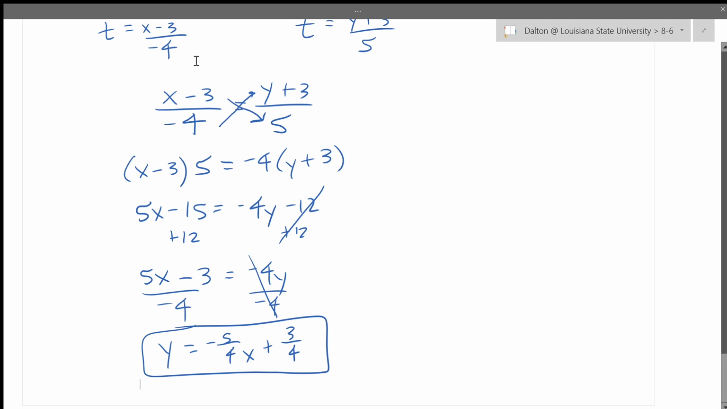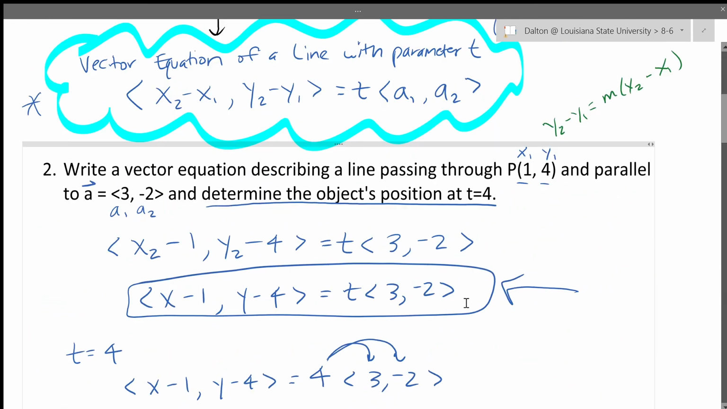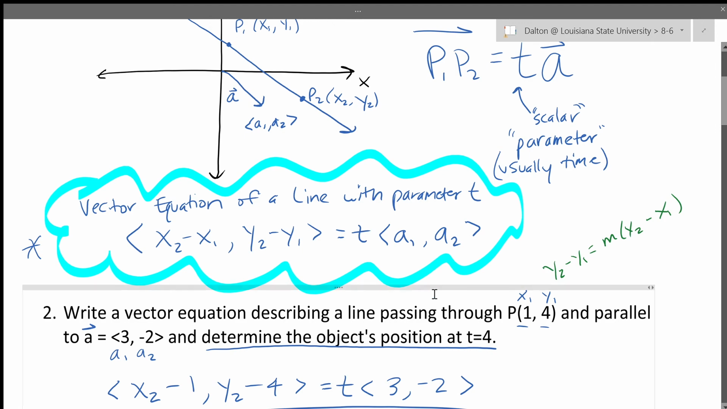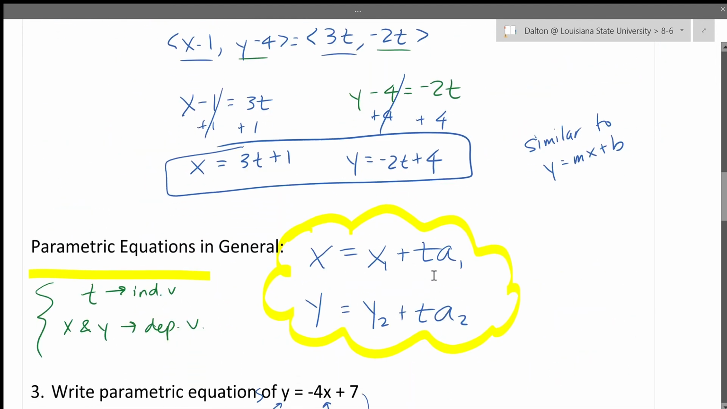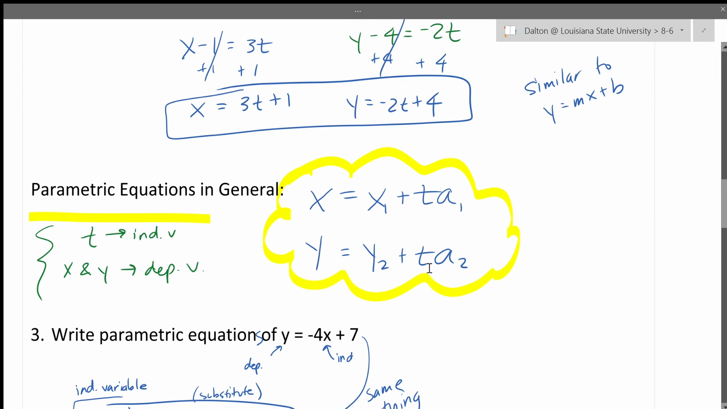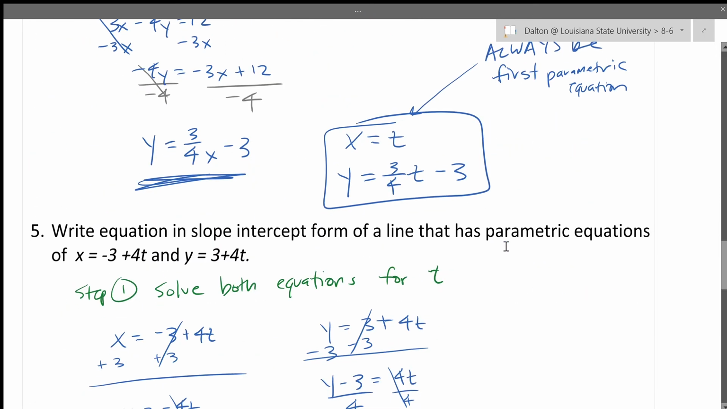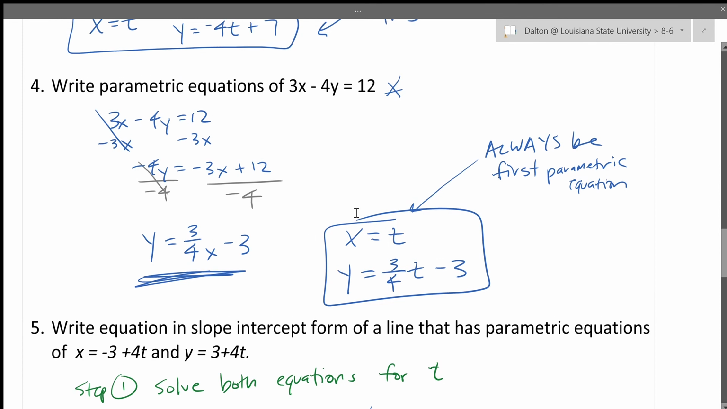So either you deal with your fractions at the beginning if you want, up here when you solve for t, or me, I kind of like to get rid of them by cross multiplying and then deal with them at the very end. So that is your lecture on vector equations, which will look like this: vector is equal to t times another vector, and the parametric equations, which look like this, but that's a little bit more complicated. I want you to think about slope-intercept form of a line being solved for your first parametric equation, which will always be x equals t, and then just solving for the y.